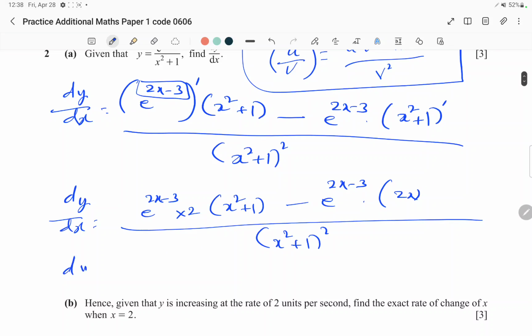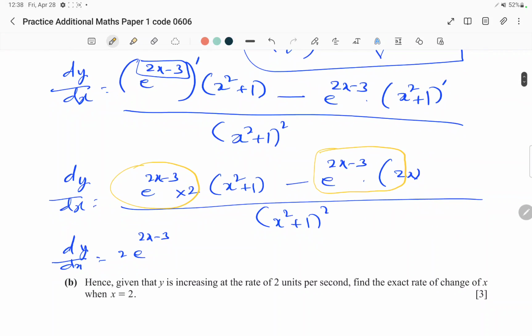Now what we can do, we can take e to the power 2x minus 3 and 2 common. Why can we take this common? Because you can check e to the power 2x minus 3 times 2 is available in both terms. So yeah, we can take it common. If you take common, inside you will get x squared plus 1 here, and here only x, divided by x squared plus 1 whole squared.